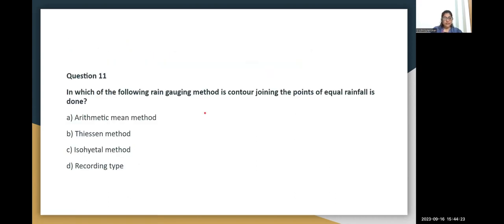Now, question 11. Which of the following rain gauging methods consists of a contour joining the points of equal rainfall? Which of the following methods is a contour that is formed as a result of joining equal rainfall obtained? Is it the arithmetical mean method, the Thiessen method, the isohyetal method, or the recording type?